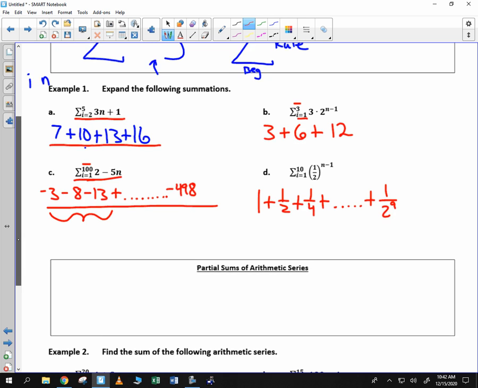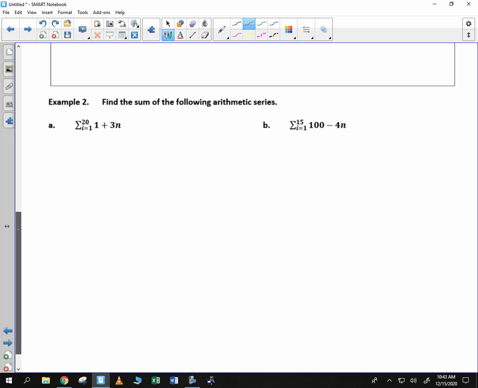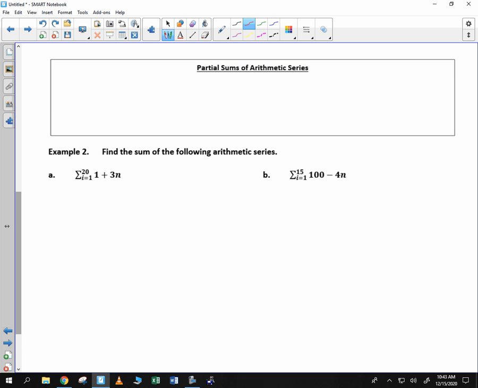So summations express series in short ways. How do we add up partial sums of arithmetic series? So you're going to add these up. So in this example, let's just expand this. If you plug in 1, we get 1 plus 3 is 4. And if you plug in 2, you get 7. Plug in 3, you get 10. All the way up to your 20th term, that'll be 3 times 20 is 60 plus 1 is 61.